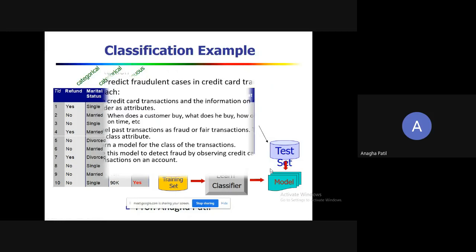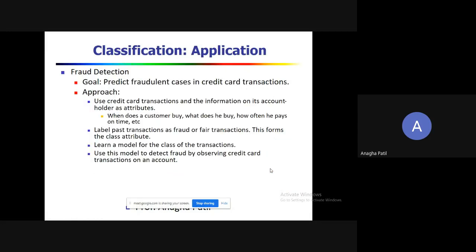This is how classification works. And the applications of the classification include fraud detection. Okay. So depending on the prediction, you can predict the fraudulent cases. Okay. Here the approach is also provided.